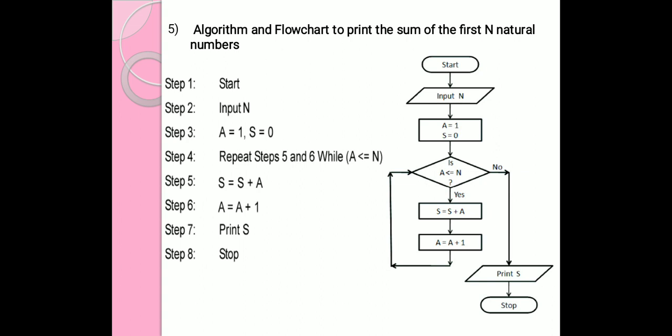And the flow chart is like this. Start, input, a equal to 1, s equal to 0. Is a less than or equal to n? If it is true, go to s equal to s plus a, then a equal to a plus 1. Repeat these steps while the condition is true. If the condition is false, print s and stop.